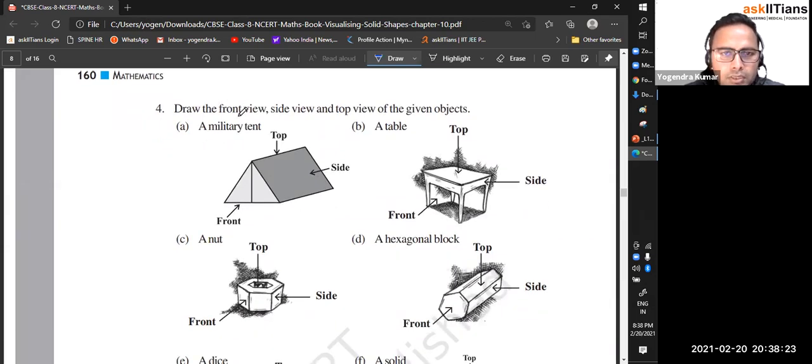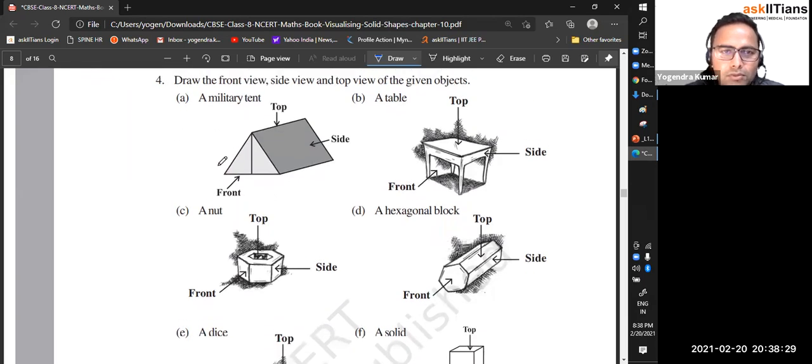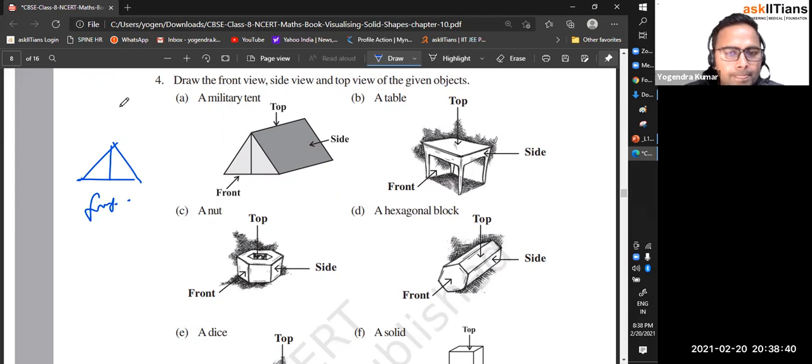Draw the front view and top view of the given objects. Okay, these are the objects we have. So you can draw, I think, right? Okay, front view will be, I can roughly do for you. This is our front view. Top view will be what? You need to see top view will be like this, right? This is top view roughly I've drawn.